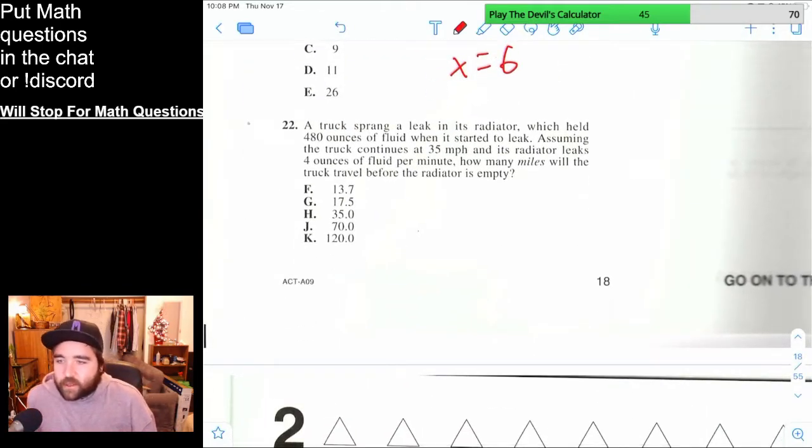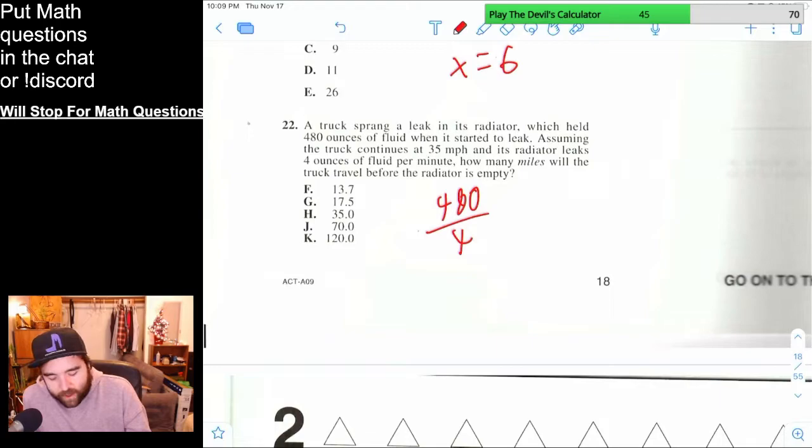Next, a truck sprang a leak in its radiator, which held 480 ounces of fluid when it started to leak. Assuming the truck continues at 35 miles an hour and its radiator leaks 4 ounces of fluid per minute, how many miles will the truck travel before the radiator is empty? Okay, so we start with 480. You got to say how many minutes is it going to be? So 480, 4 ounces per minute. So that's 120 minutes, which is 2 hours. And he's going at 35 miles an hour. So that's 70.